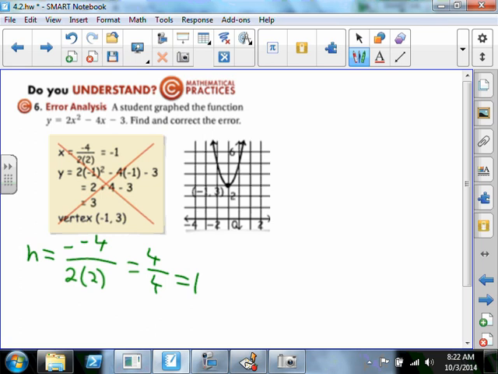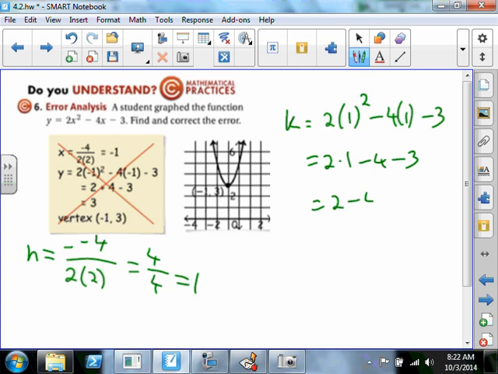I don't like that formula because if you mess up your h, then your k is going to be wrong too, right? Okay. So what they should have had for k then is 2 times 1, the quantity squared, minus 4 times 1, minus 3. So that's 2 times 1 minus 4 minus 3. That's 2 minus 4 minus 3. So that's negative 2 minus 3. So that's negative 5. So their vertex should have been 1, negative 5.